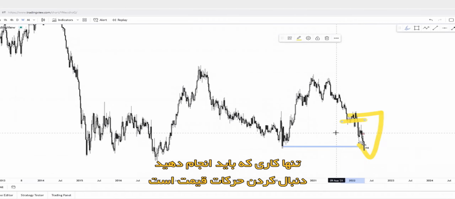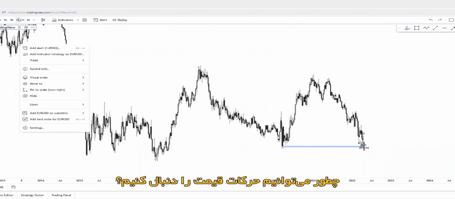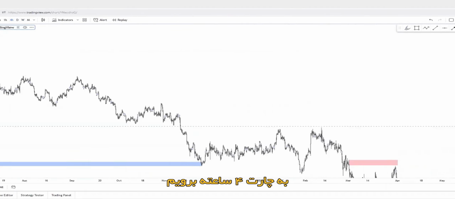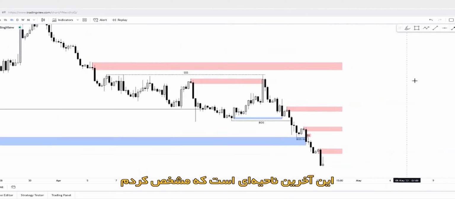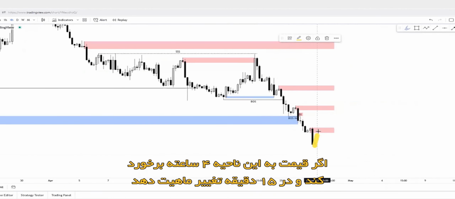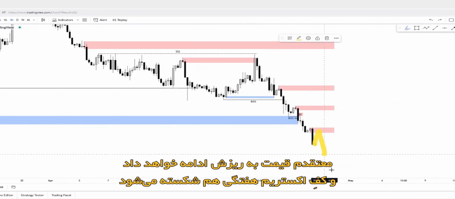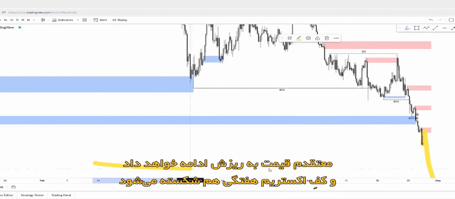All you have to do is follow the price action, right? How can you follow the price action? Let me just switch to the 4-hour chart. And that's why I marked the last recent 4-hour zone out. If price taps this 4-hour zone and creates a 15-minute change of character inside of this 4-hour zone, then I believe the continuation will happen and the break of that weekly extreme low point will happen also.